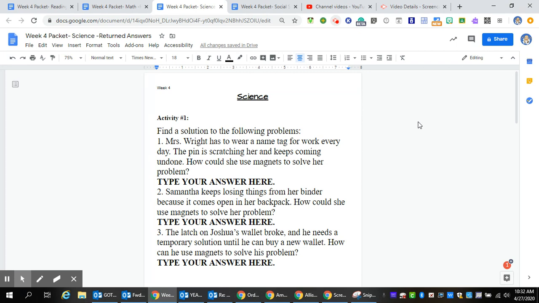As you're writing your solution to the problem, make sure you're using correct vocabulary such as attract or repel, north or south. Include ideas involving magnetic materials. Think of zinc, steel, iron, nickel, and cobalt in your solutions.